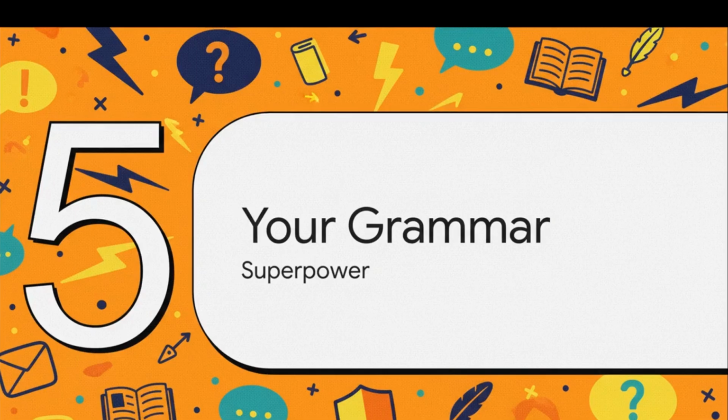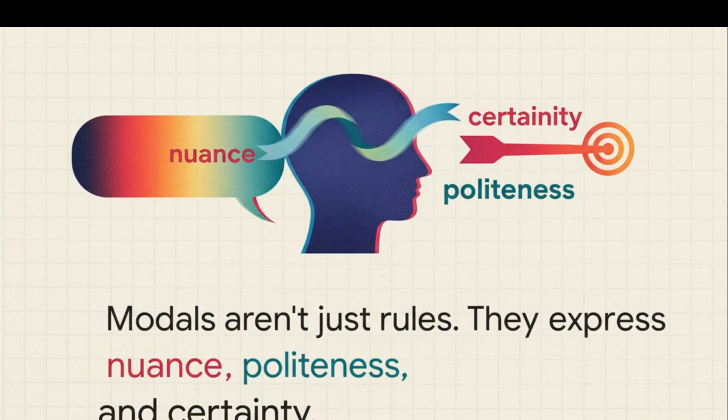So that's it. We've gone through the three golden rules and the three main functions. But let's step back for a second. I really want you to stop thinking of these as just boring grammar rules. Instead, start thinking of them as your new grammar superpower. Because that's really what they are. They're not just about being grammatically correct. They let you express all these little shades of meaning, nuance, politeness, how certain you are.